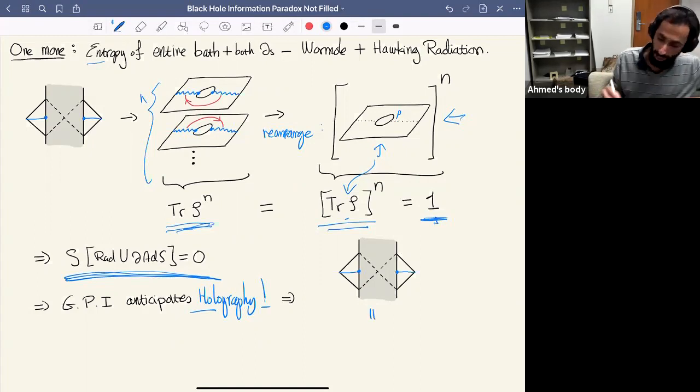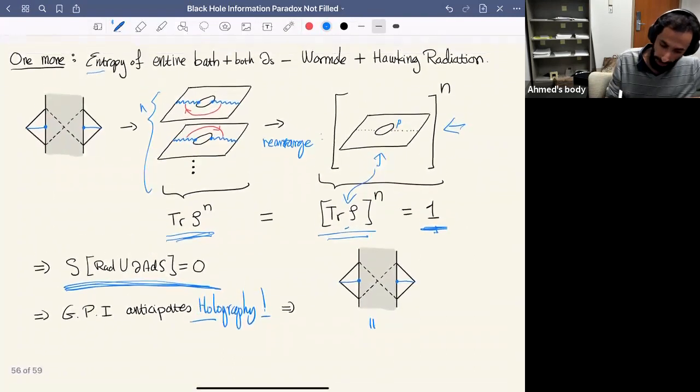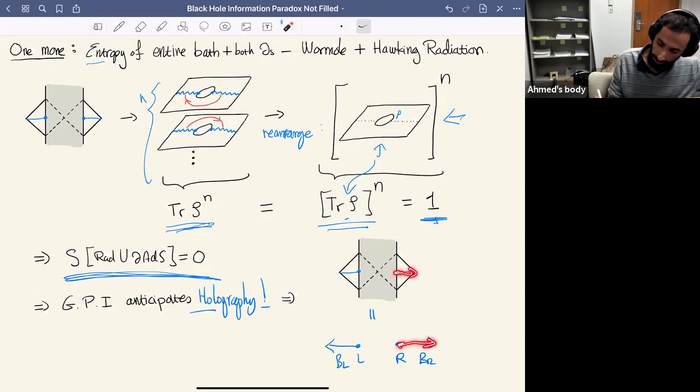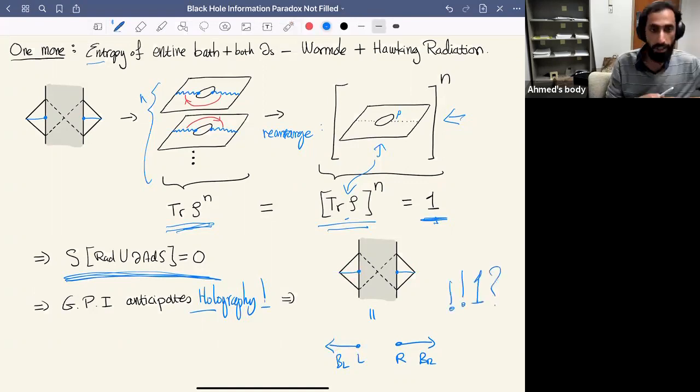Okay, and so gravity tells us that you should replace this with this. We have R, BR, L, BL. You should think of the system as being dual to some quantum mechanical system composed of something at this boundary coupled to this bath, and similarly on the other side. Any questions about that?